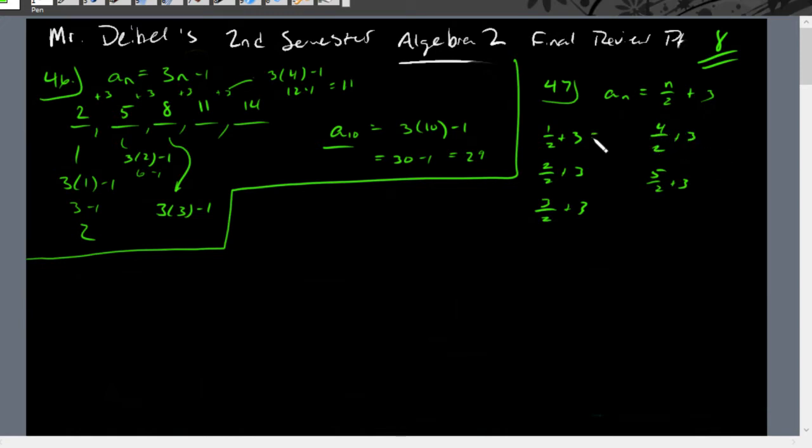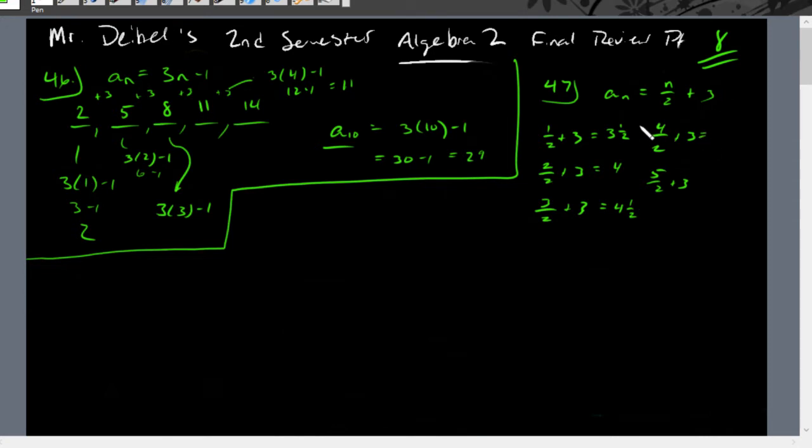So this is 3.5. The only time I'll accept mixed numbers. 2 over 2 is 1 plus 3 is 4. This is 3 halves. That's 1 and a half. Plus 3 and a half is 4 and a half. Wow, I feel like I'm back in middle school.